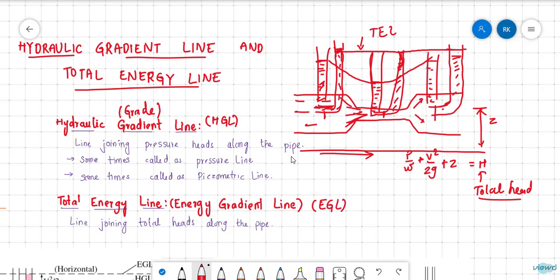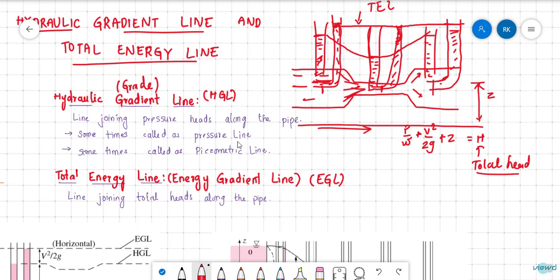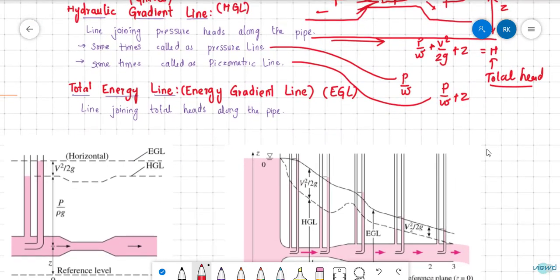Sometimes this hydraulic gradient line is also called the pressure line, and sometimes it is called the piezometric line. It is called the pressure line when only P by W is considered. If P by W plus Z is considered, then it is called the piezometric line. And when P by W plus V square by 2G plus Z is considered, that is called the total energy line or energy gradient line.